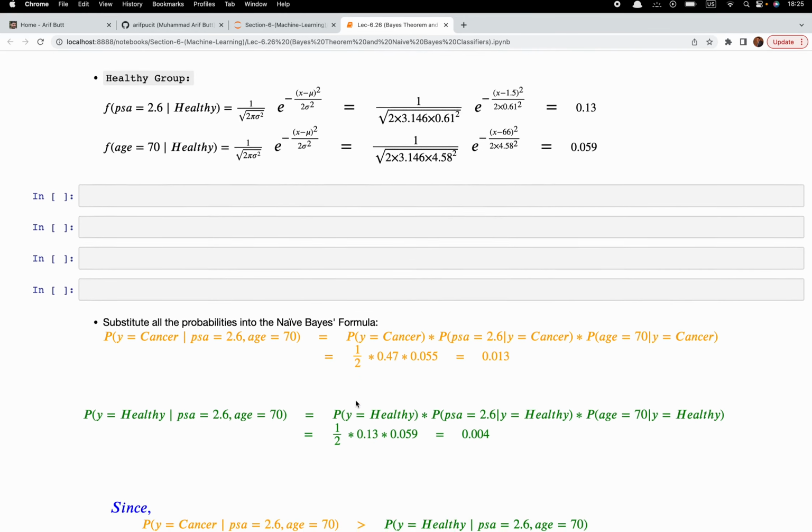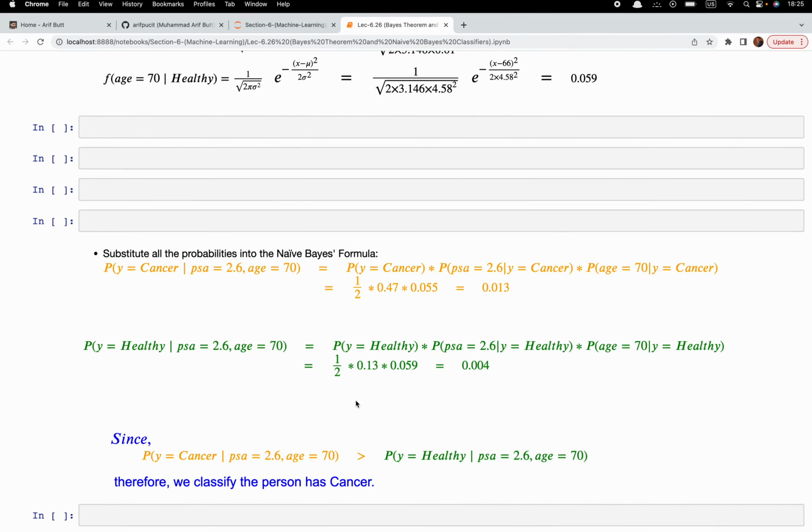And now in the last step, we just need to substitute these values in the Naive-Bayes formula to calculate the probability of y equals cancer given PSA equals 2.6 and age equal to 70, and the probability of y equals healthy given PSA equals 2.6 and age equal to 70. Since the posterior probability of cancer is greater than the posterior probability of healthy, we classify that the person has cancer. Great.